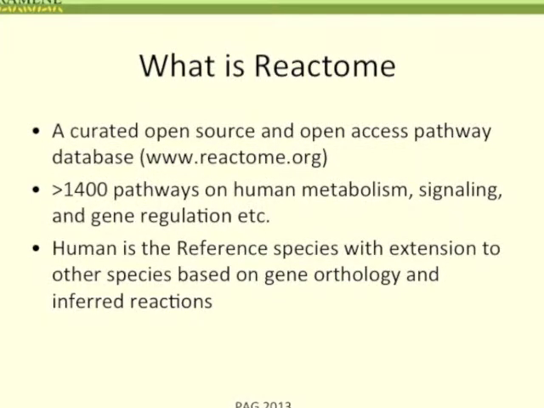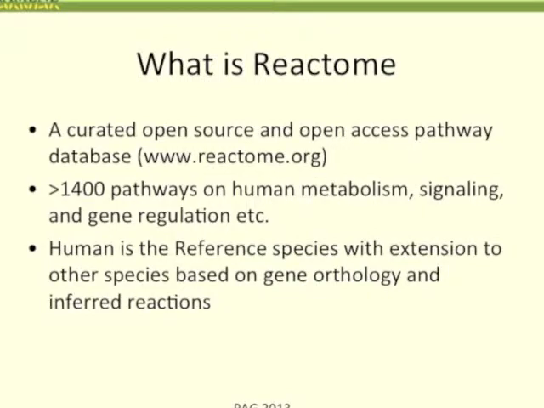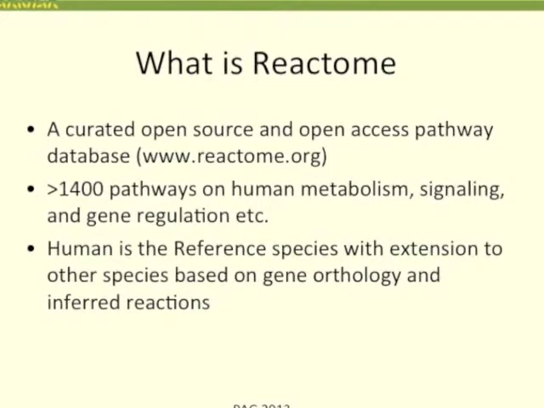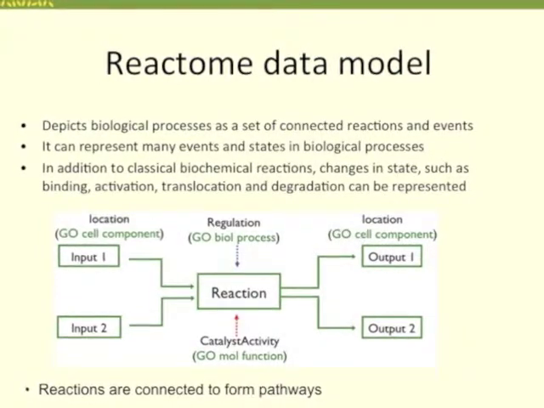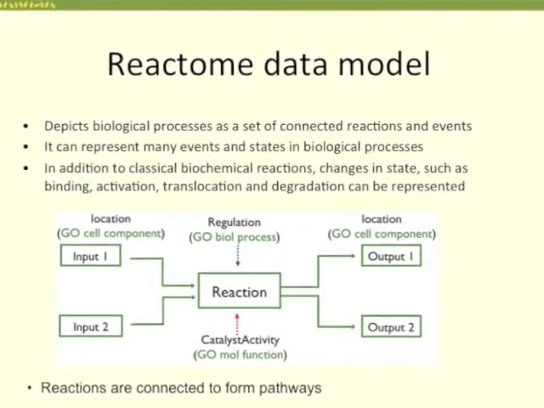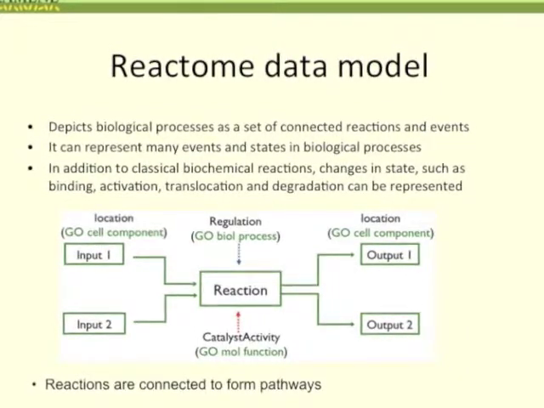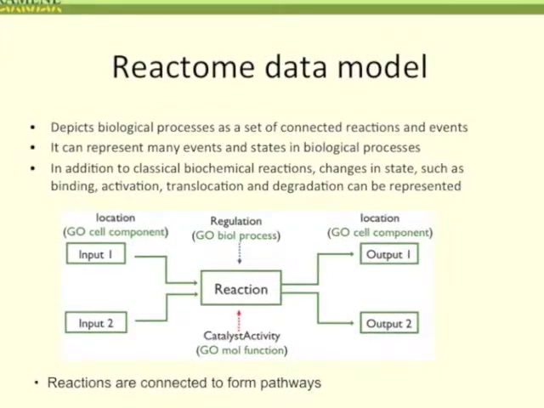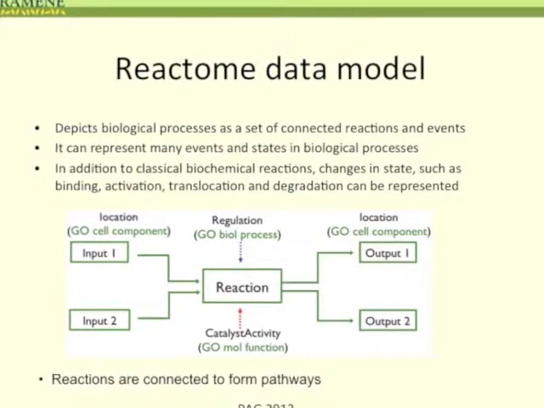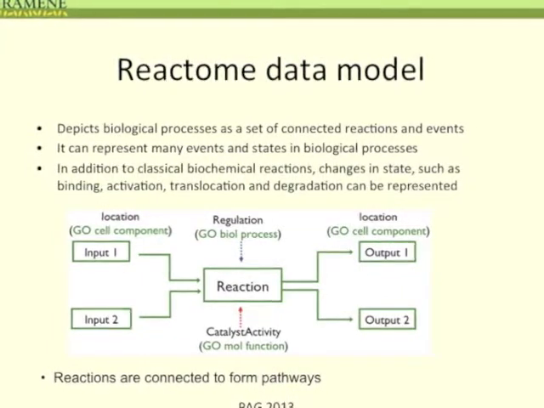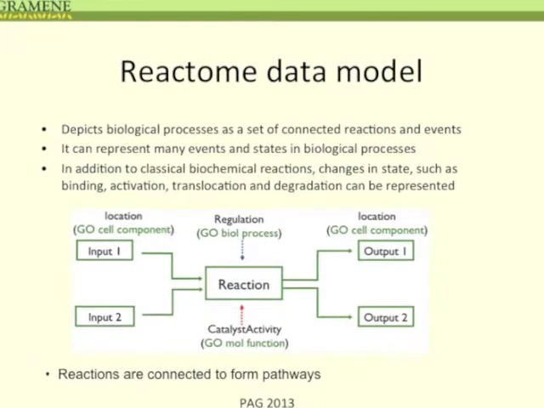Human is the reference species at reactome.org and has been extended to other species on the basis of gene orthology and inferred reactions, primarily generated through OrthoMCL and Compara. The Reactome data model is organized around the fundamental building block of the reaction. It depicts biological processes as a set of connected reactions, and therefore it can represent many events and states in those processes. In addition to standard biochemical reactions, changes in state such as binding, translocation, and degradation can also be represented. These individual reactions are then chained together into larger networks to form pathways.